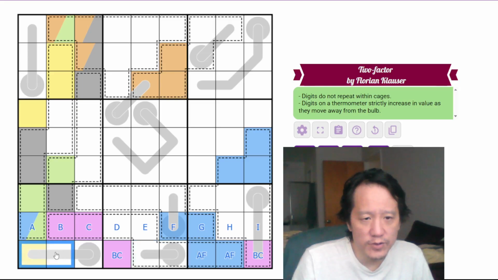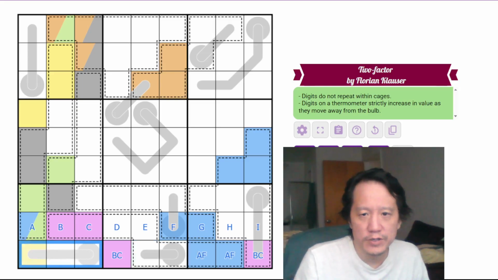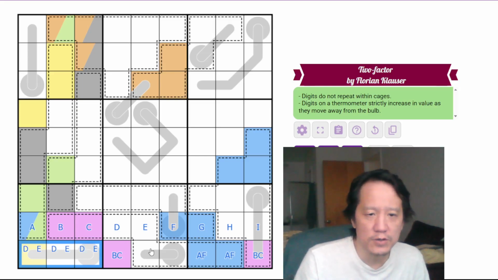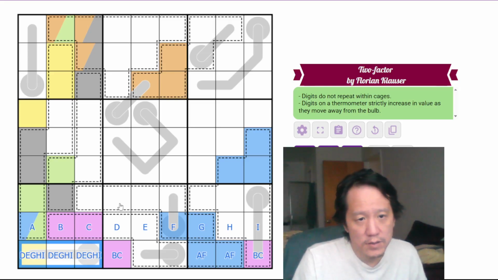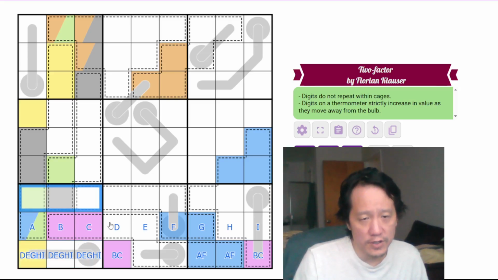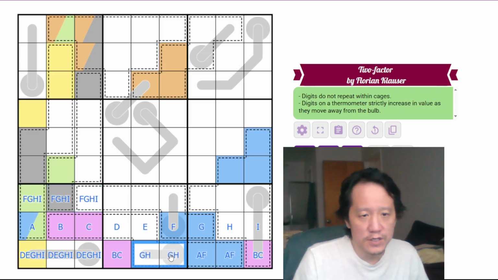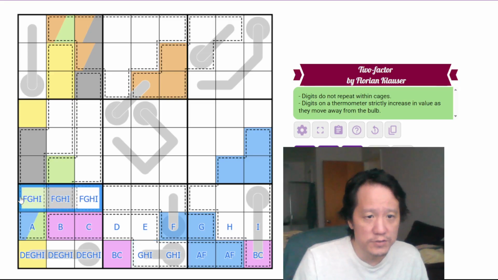D and E have to be along here. So we know D and E are somewhere here. So this is some combination of DE with GH or I. That means F is over here. And it's some combination with GH or I. This is GH or I. Whichever ones that are missing here have to be here. F is here.